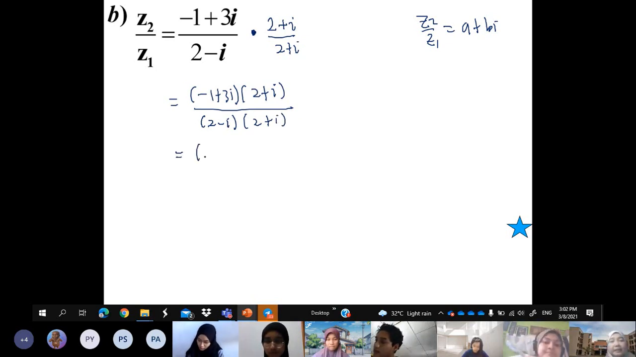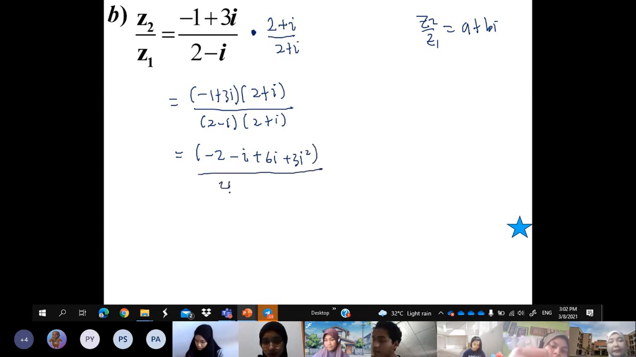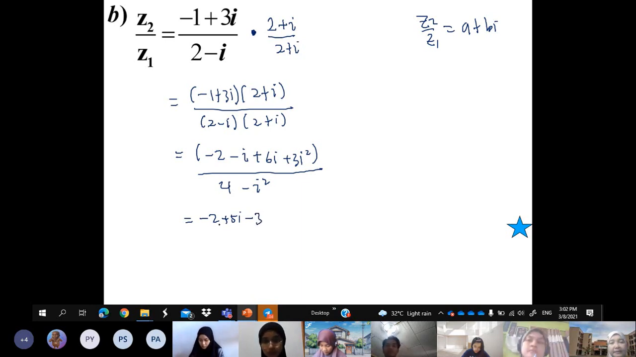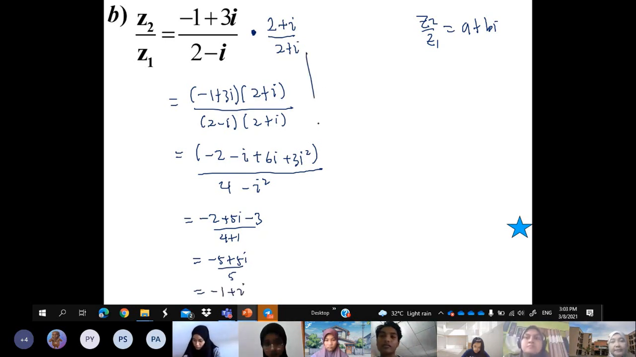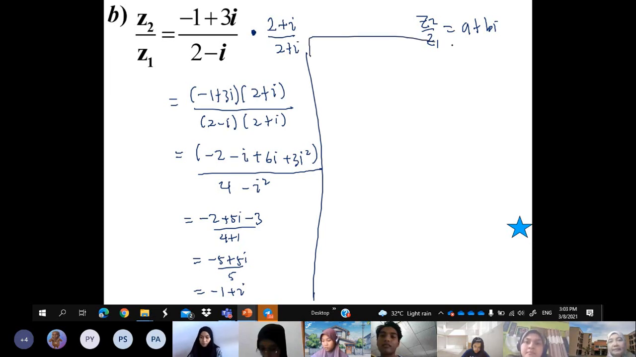So, negative 1 times 2, negative 2. Negative i. Plus 6i. Plus 3i squared. The denominator, 4 minus i squared, or 4 plus 1. And then negative 2 plus 5i minus 3, over 4 plus 1. Negative 5 plus 5i over 5, or negative 1 plus i. Settle. And negative 1 plus i.